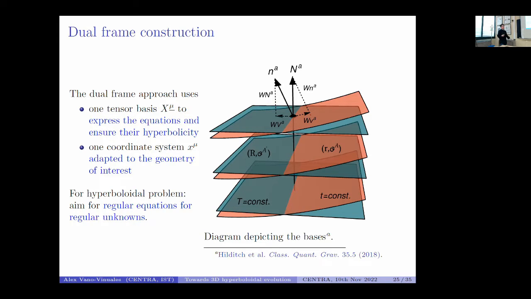And instead of using conformal compactification, as I mentioned, we're scaling the metric by this omega factor. Then there's a more careful understanding of the decay of each of the evolution variables, so that everything is regular at scri and the equations are as regular as possible.